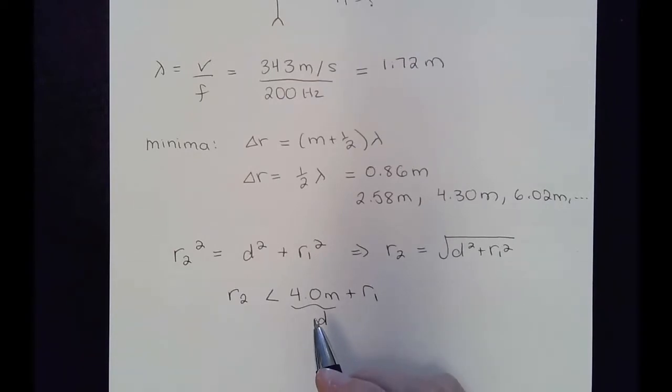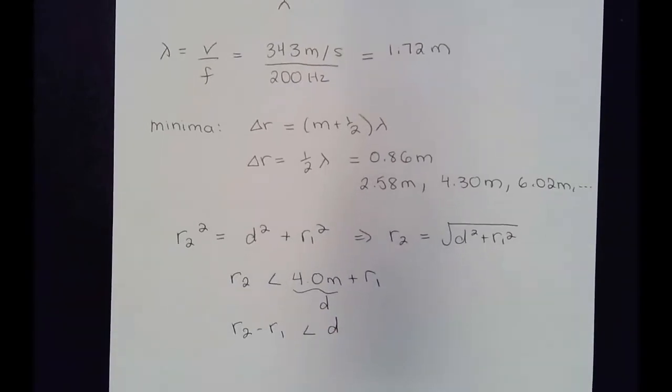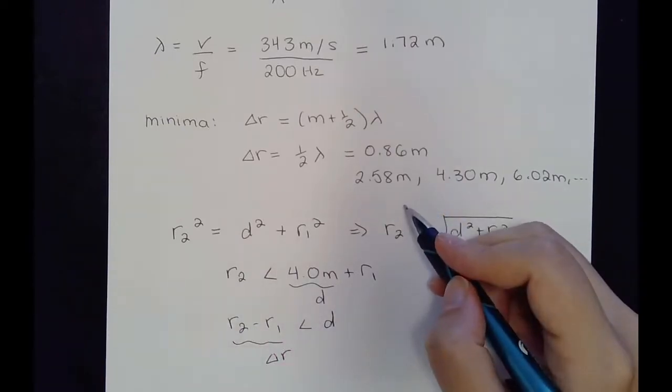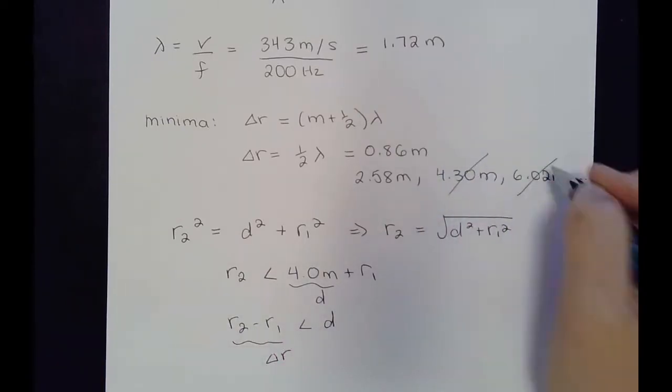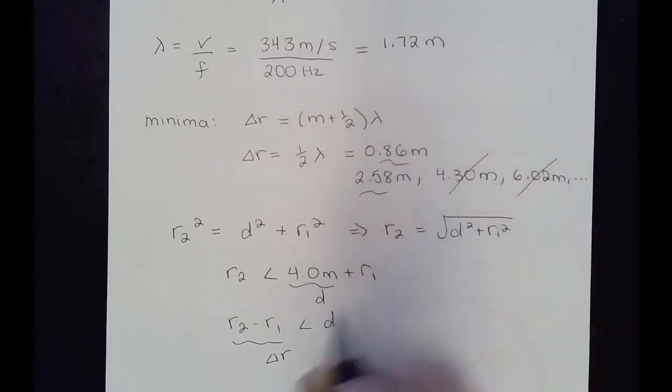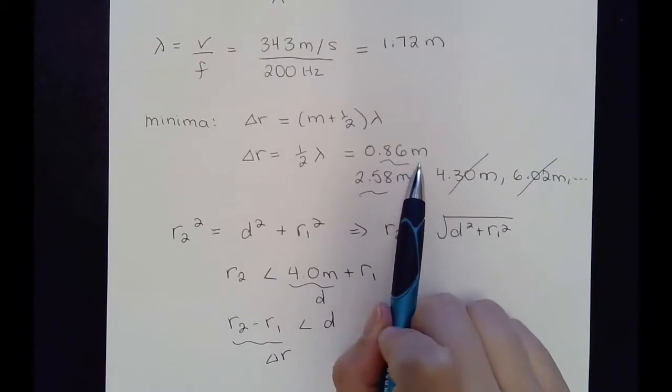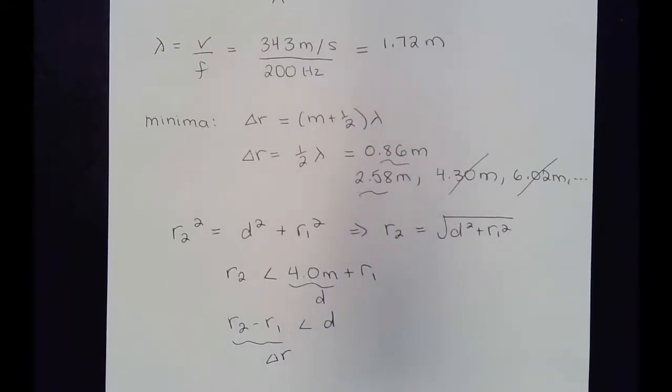Okay, and now if I just move this around, r2 minus r1 is less than d, or less than 4, which means that we can restrict r2 minus r1, which is delta r. So we can see that we can't have 4.3 meters or 6.02 because they're over 4. So our only options for the path difference are 0.86 meters and 2.58 meters.